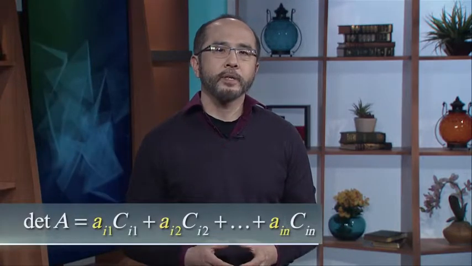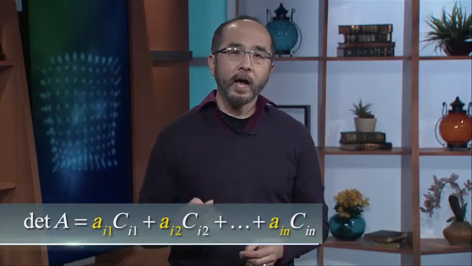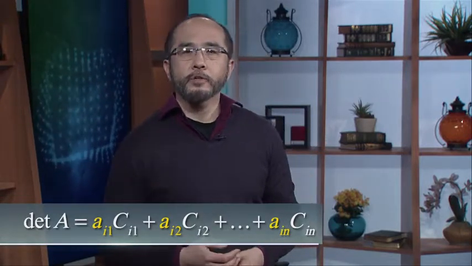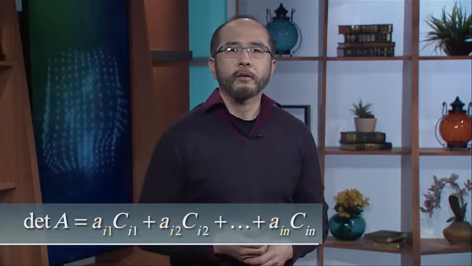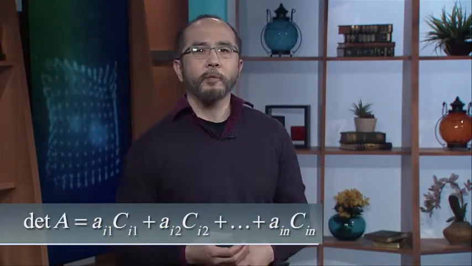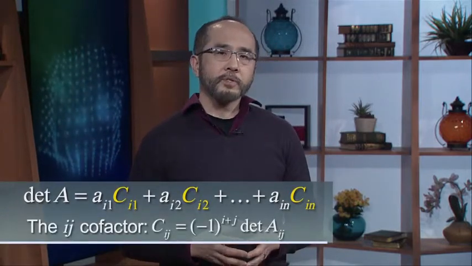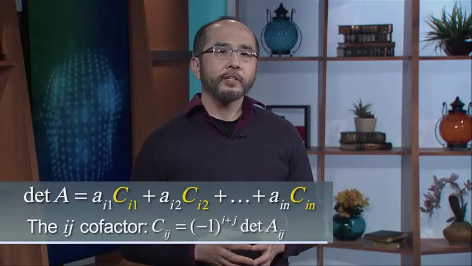Let's try to write down a general formula for the determinant of an n by n matrix. If we want to expand around row i, then we are looking at the entries little a sub i1 through little a sub in. Those are the entries of row i. For each of these entries, a sub ij, there is a term in the sum that looks like this, where the capital C sub ij is called the ijth cofactor.